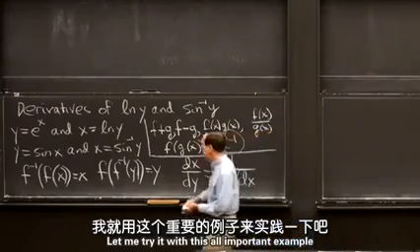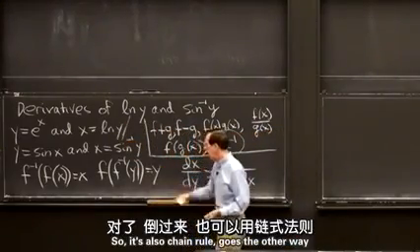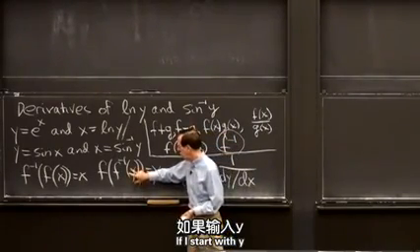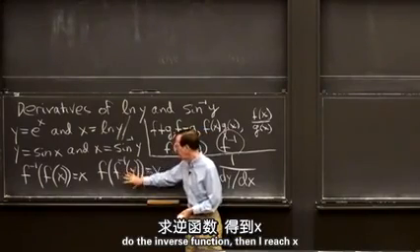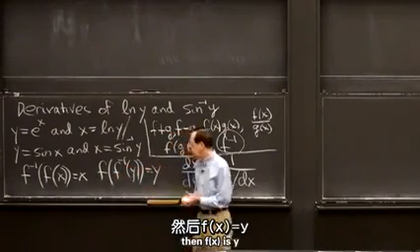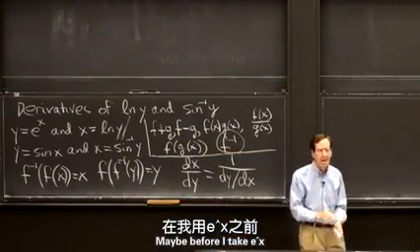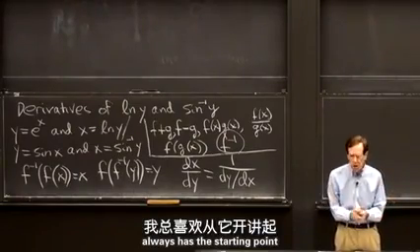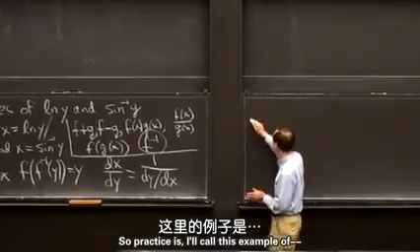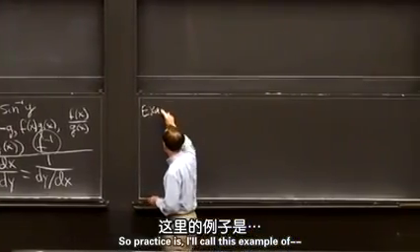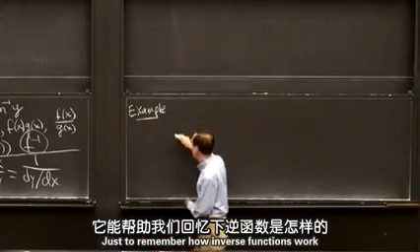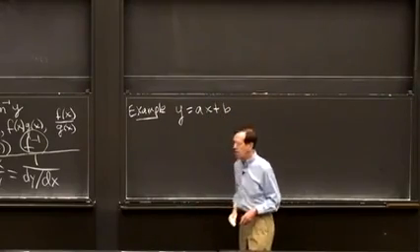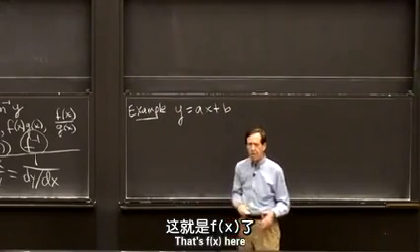Let me try it with this all-important example. So notice also, chain goes the other way. If I start with y, do the inverse function, then I've reached x, then f of x is y. Maybe before I take e to the x, let me take the function that always is the starting point. So practice is, I'll call this example, just to remember how inverse functions work, linear functions. y equals ax plus b. That's f of x there, linear.